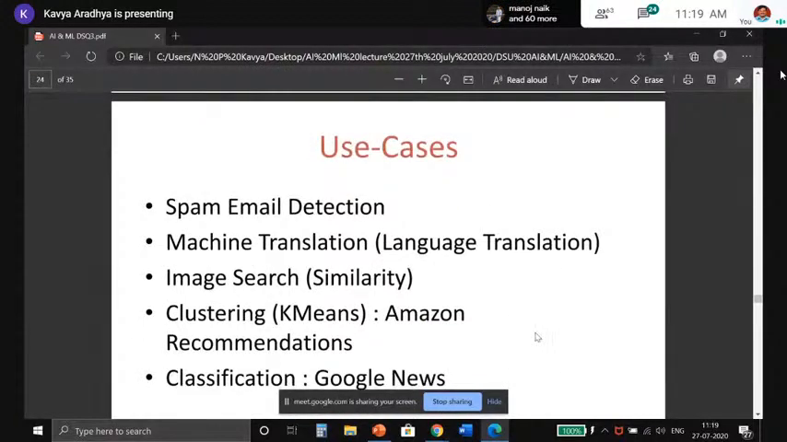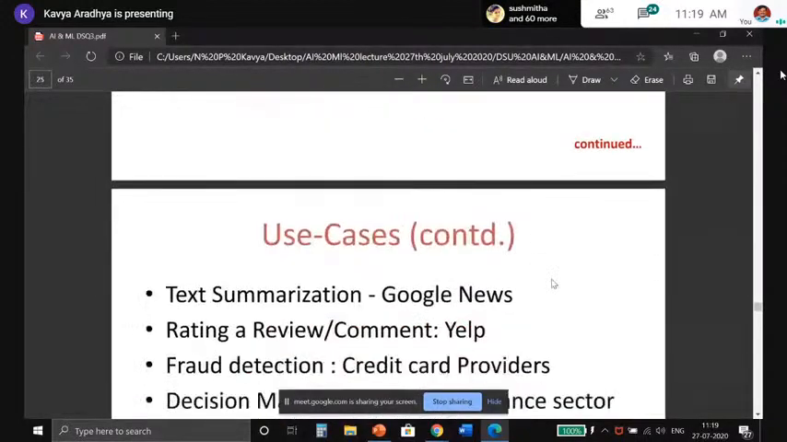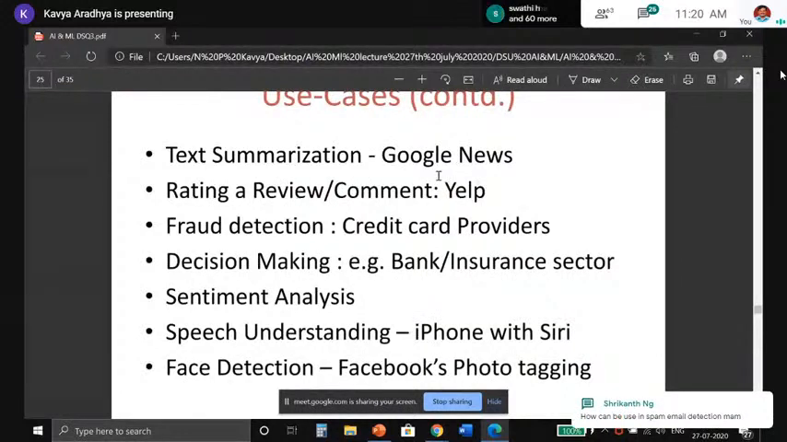Use cases with ML include spam email detection, machine translation, image search with similarity, clustering in Amazon recommendations, and Google News, which is a classification example. Amazon recommendation is your clustering example. Image similarity: if I say Taj Mahal, I get the Taj Mahal hotel, a Taj Mahal picture, the real Taj Mahal in Agra, everything, right? So that is one challenging area of similarity in image search. And there are many more use cases, like Google News.